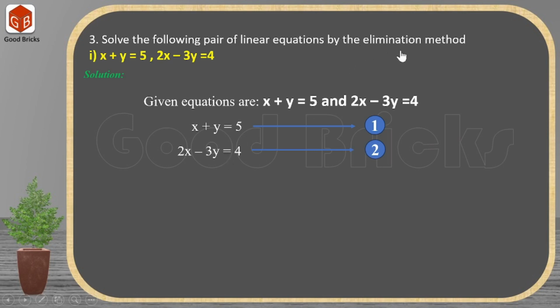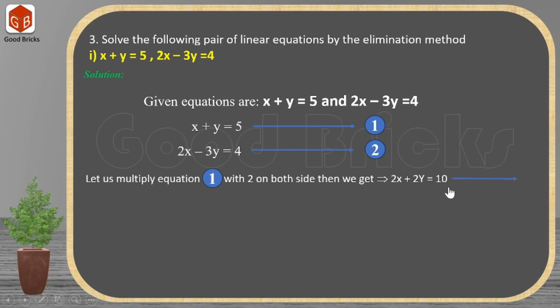For that purpose, what we are going to do is, we will multiply equation 1 with 2. Why? If we multiply with 2, we will get 2x plus 2y is equals to 10. So 2x gets cancelled. What is our focus? Our main focus is we have to eliminate either the x term or the y term. That is the reason we call this method the elimination method. Since we are now focusing on eliminating the x term, we multiply equation 1 with 2 on both sides. So we get 2x plus 2y is equals to 10, and we assume it as equation 3.